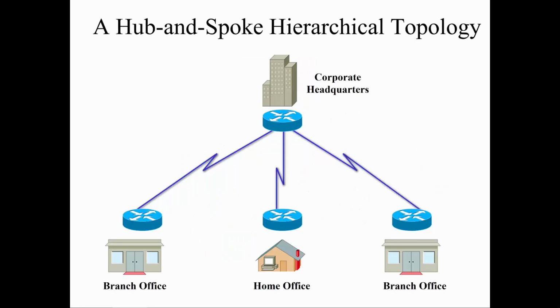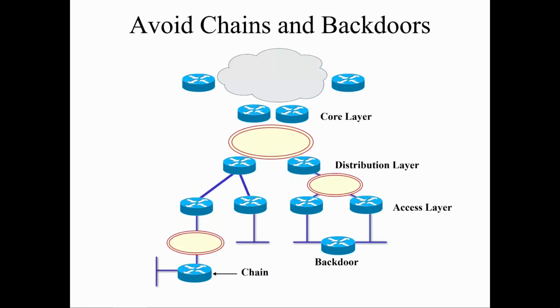We have what's called a hub and spoke. We may have a centralized area where everything hands back into. So the branch offices don't communicate with one another, they only communicate with HQ. That's a possibility. So we could avoid chains and backdoors. We can actually take this and reorganize it so that we have the appropriate types of connections.